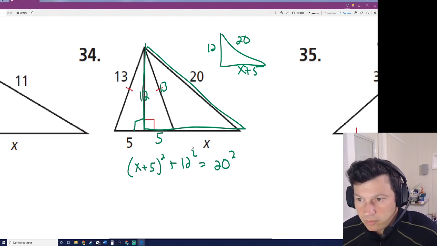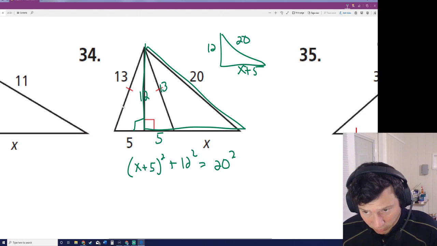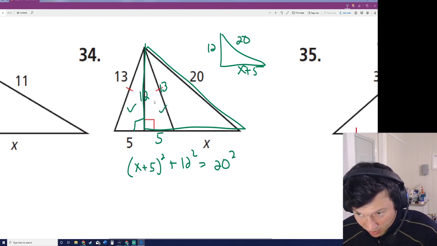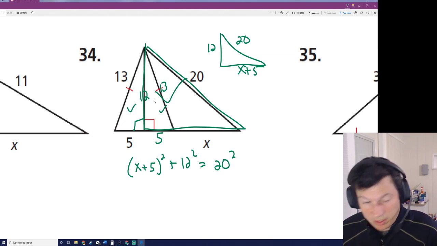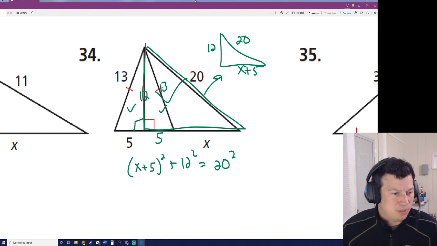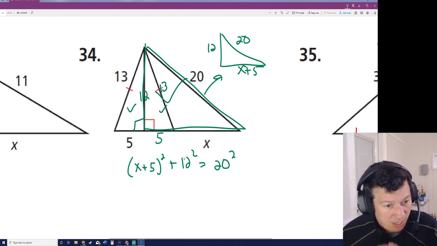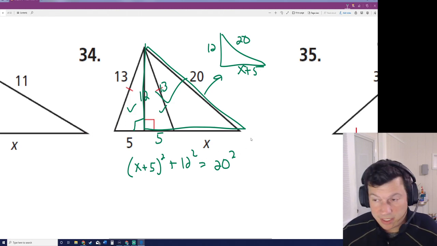And a lot of people might do something like 13 squared plus x squared. Remember, that's not a right triangle, right? So I had to look for a right triangle. There were actually 3 in here. There's the left one, this one, and then of course the larger one that I just redrew over there. So it ended up just being one of those. And if you have that equation, make sure you write that down. Make sure you can solve that. That would be good practice anyway.